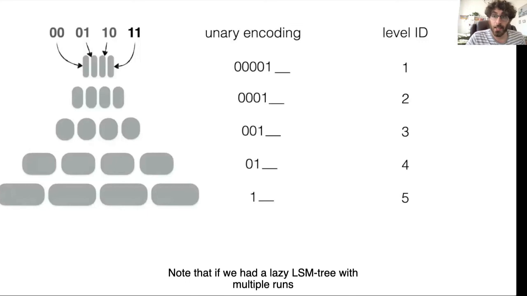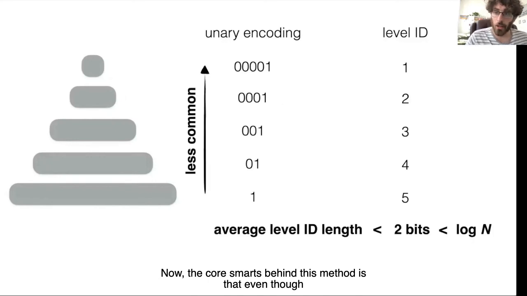Note that if we had a lazy LSM tree with multiple runs per level, we could extend this encoding by assigning an integer to represent each one of the runs within a level, and then appending that as a suffix to each unary encoding to allow us to represent each one of the runs uniquely. Now, the core smarts behind this method is that even though smaller levels now have a larger encoding than they had before, they're also exponentially less frequent within the LSM tree. And this in turn means that the average encoding length converges to a constant that's independent of the number of levels. Specifically, we showed that for a L-level LSM tree, the average code length is never more than 2 bits per entry.